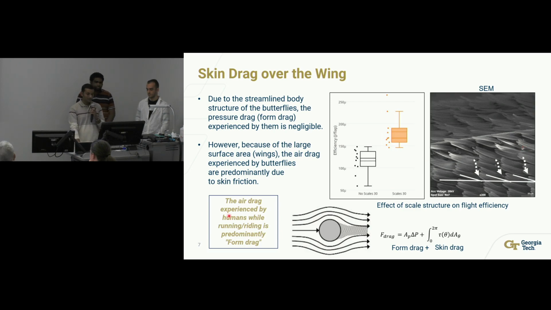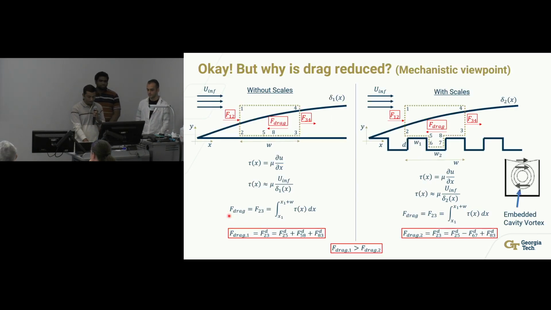Yeah, we all know that when we ride a bicycle or when we run, the predominant drag that we experience is not skin drag, it is pressure drag. Like when air hits us, it causes a pressure drop on our upstream and on our downstream, due to which we experience form drag. Now, let us consider this mechanistic viewpoint, where we try to understand what's happening using our governing equations and boundary conditions.